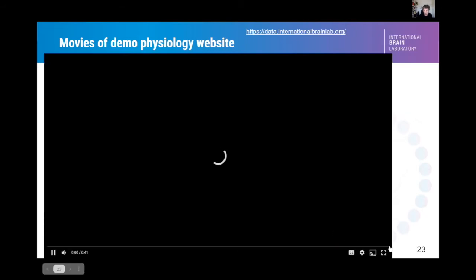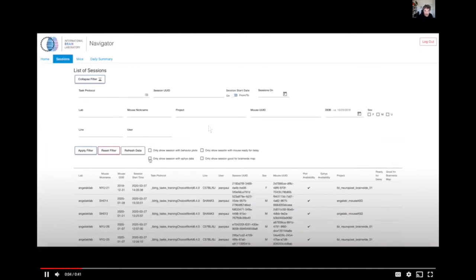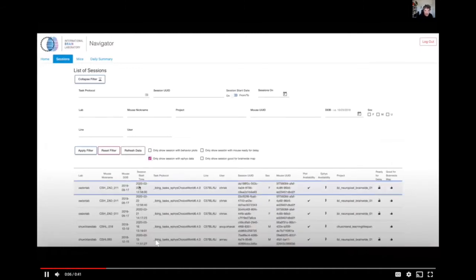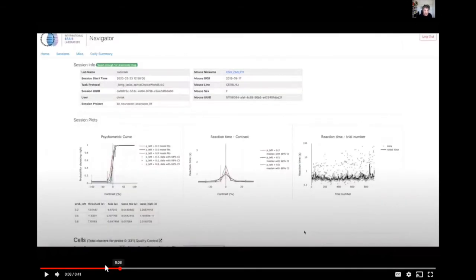So I'll show you this. This is a view of the website. Here you have a selection of experiments you could choose from. We just selected one by clicking on it, and now we've got the homepage for that data set. You can see the behavioral performance, the psychometric curve for that particular subject on that particular day. It was in this lab, et cetera. We've got data on the reaction time, and the reaction time as a function of trial number.